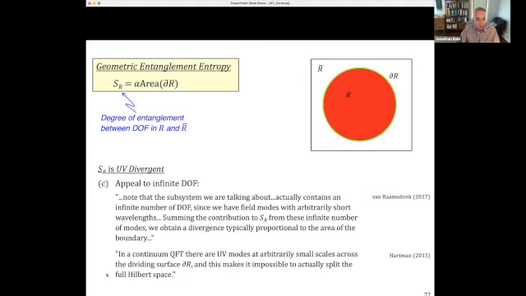In a continuum quantum field theory, there are UV modes at arbitrarily small scales across the dividing surface, and this makes it impossible to actually split the full Hilbert space. So here he's referring to the infinite number of degrees of freedom of a quantum field theory as an obstacle to a simplistic bipartition of its Hilbert space into two factor spaces.